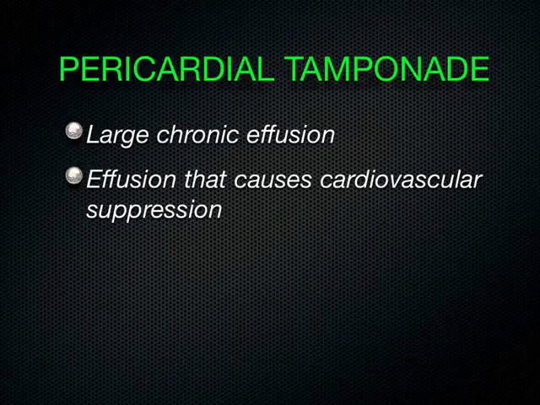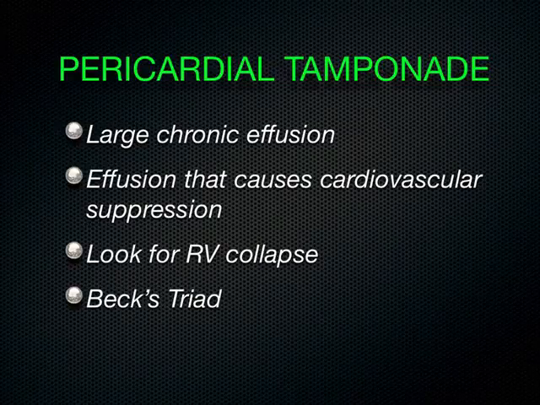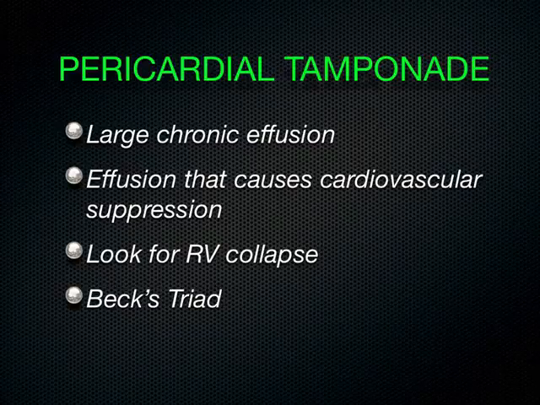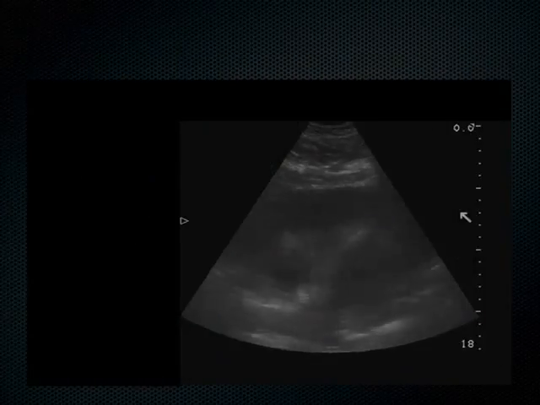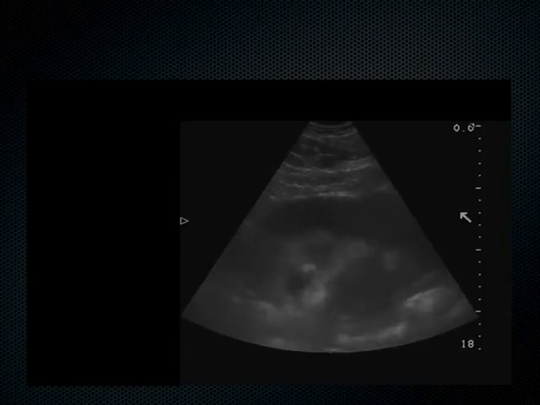So with tamponade, you can have a large chronic effusion. Again, you're looking for RV collapse or something called Beck's triad. Anybody remember what Beck's triad is? Hypotension, muffled heart tones, and JVD that's present less than 1/3 of the time in full-blown tamponade. And so the physical exam findings, again, you got to worry about not being that accurate, and you want to look with ultrasound to rule in or rule out a pericardial tamponade.